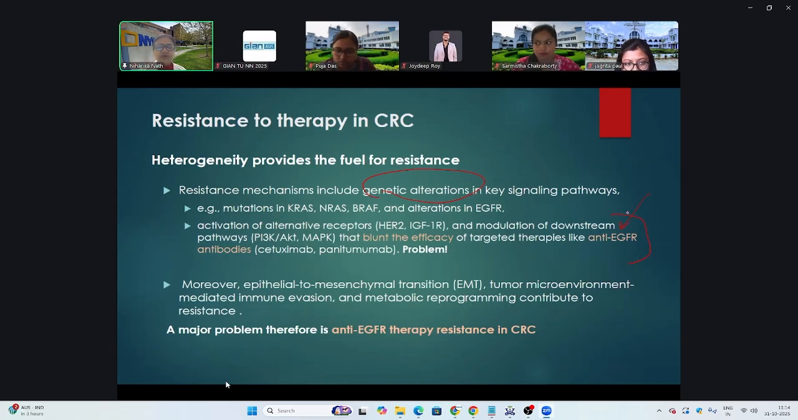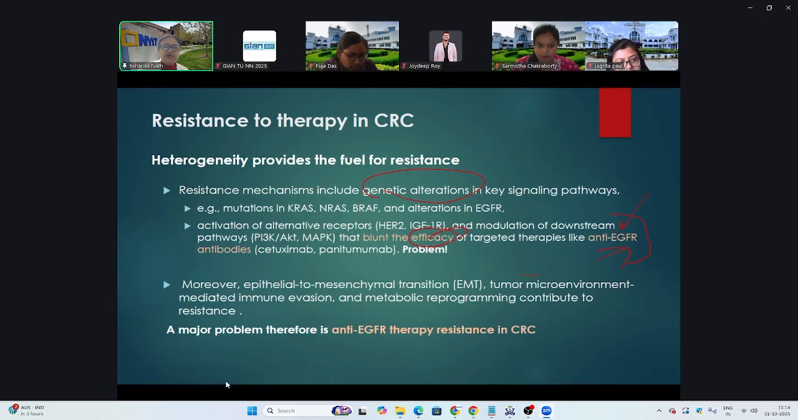Remember that these growth factors are substances that bind to a receptor and tell the cell to start multiplying. So if we can use anti-EGFR antibodies, then that will prevent that. But the problem with heterogeneity is that it will blunt the efficacy of this antibody, only because there are other mutations in it already.